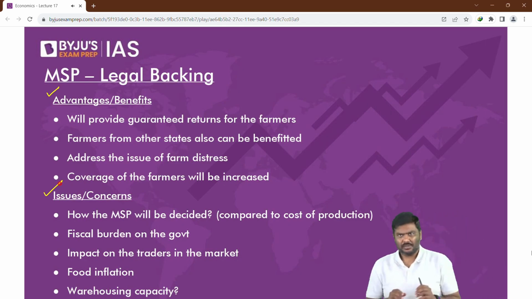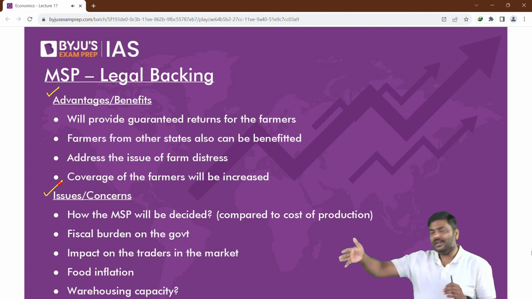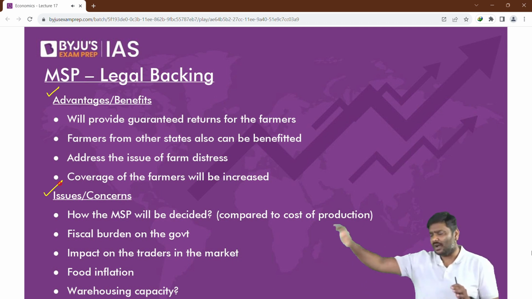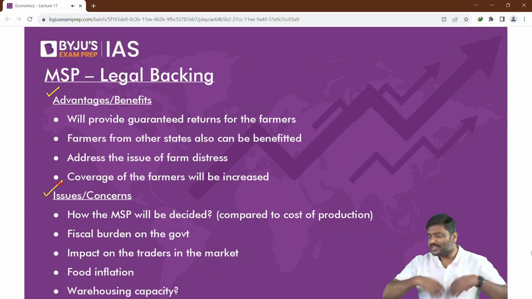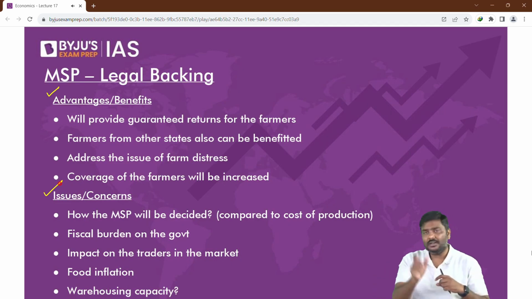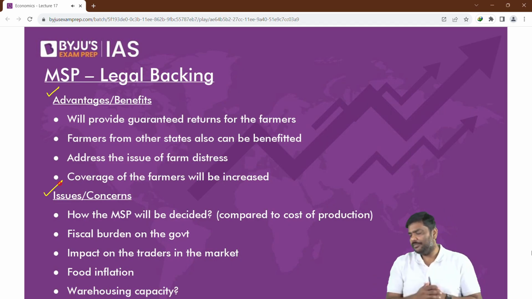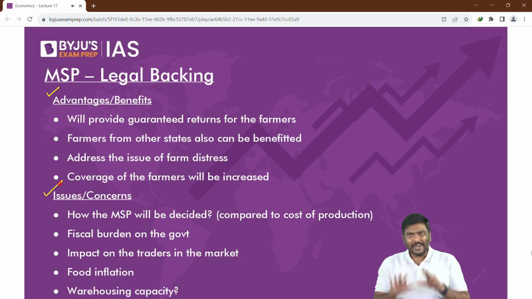What if government provides legal validity to MSP? A law will be introduced by the government for MSP. What is the advantage? What is the concern? I am doing a critical evaluation. Please listen to me very carefully.